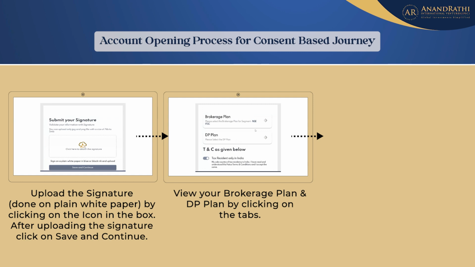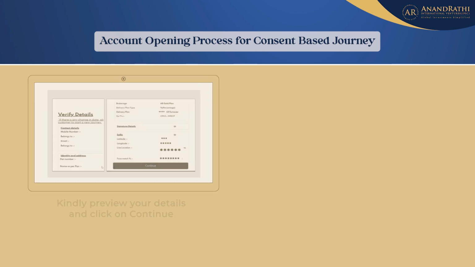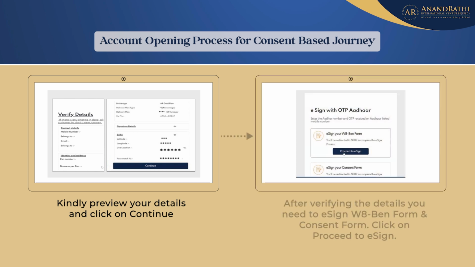View your brokerage plan and DP plan by clicking on the tabs. Select your trading experience and click on Continue. Kindly preview your details and click on Continue. After verifying the details, you need to e-sign W8BEN form and consent form. Click on Proceed to sign.